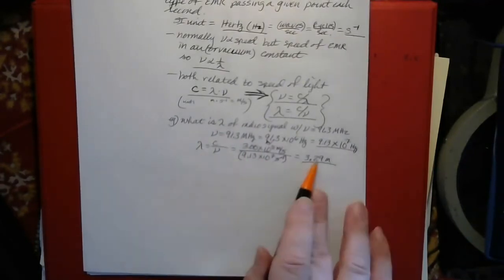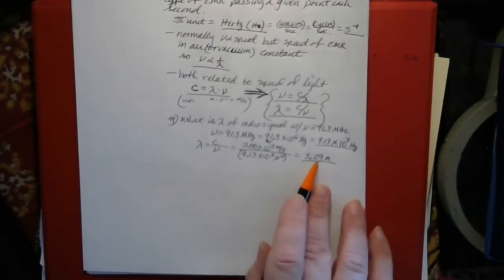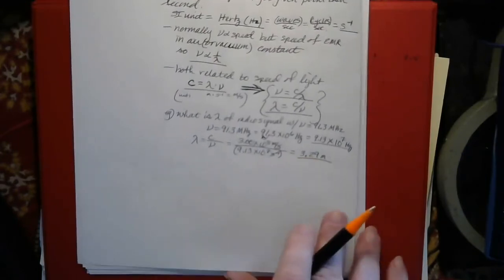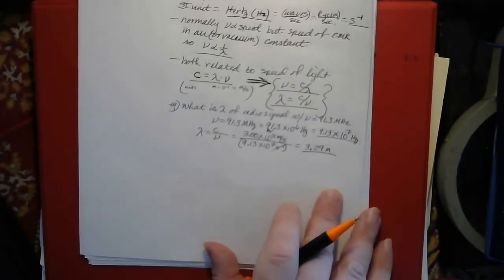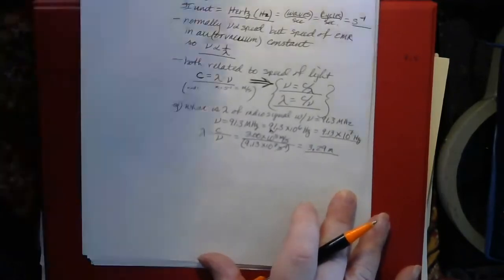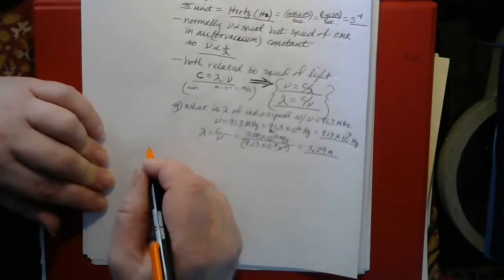And now we know what the wavelength is. There's 3.29 meters from the crest of one wave to the crest of the next for the signal that's going into your radio and resulting in conveying the signal of that station. Okay, so that's the kind of thing you can do with that.